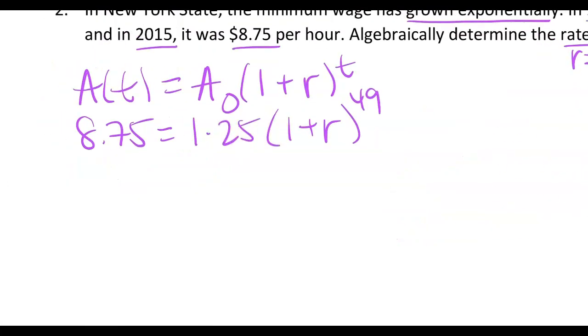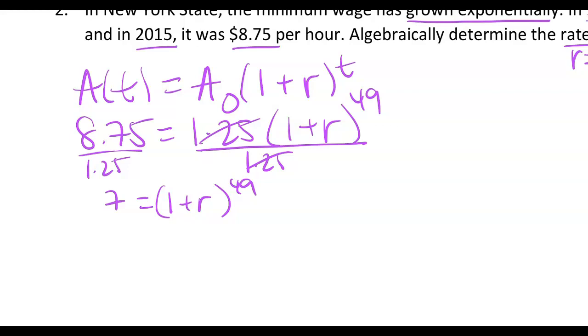All right, let's solve. Okay, to solve this, I need to isolate everything and get it away from my R. So to get everything away from my R, I have to move this $1.25 first. So I'm going to divide both sides by 1.25. In my calculator, I'm going to do this off screen at first, and when I need to show you guys something important, I'll definitely pull it over. So 8.75 divided by 1.25, that'll give me 7, and that's going to equal 1 plus R raised to the 49th power.